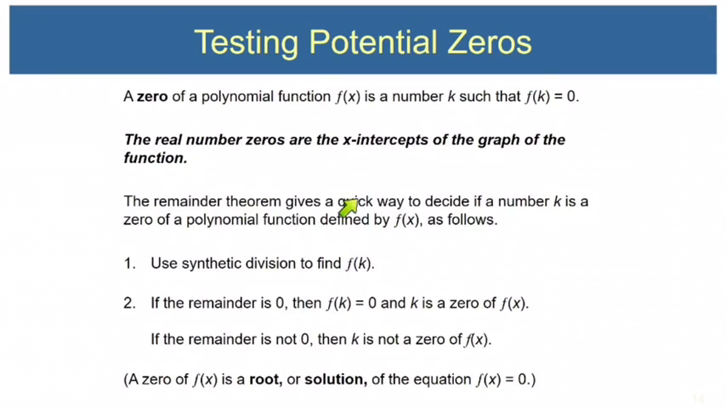Now, the remainder theorem gives a quick way to decide if a number k is a 0 or not. All you have to do is use the synthetic division to find f of k. If the remainder is 0, that means f of k equals 0, and that means k is a 0. If the remainder is not 0, then k is not a 0 of f of x.